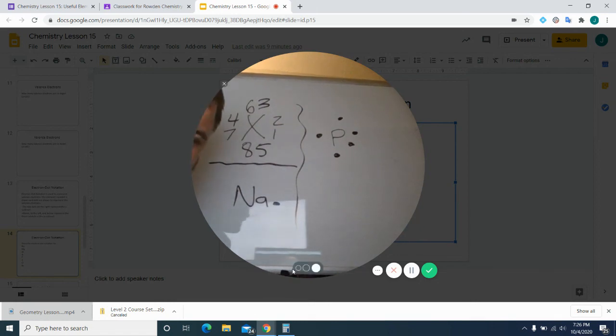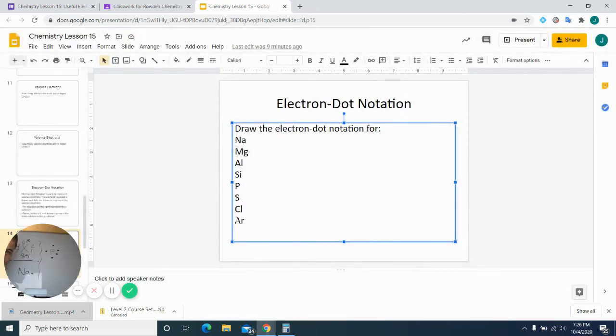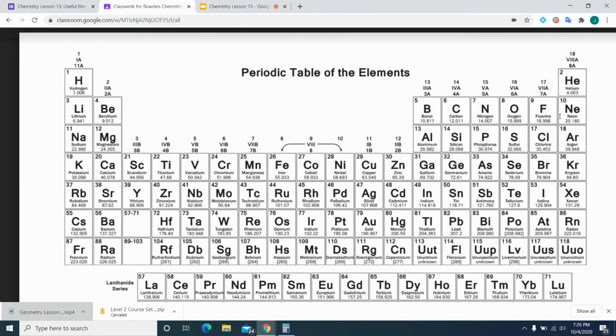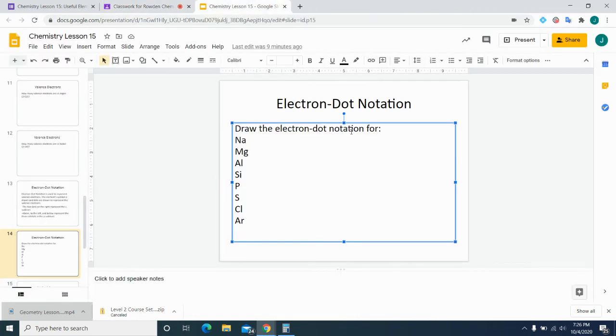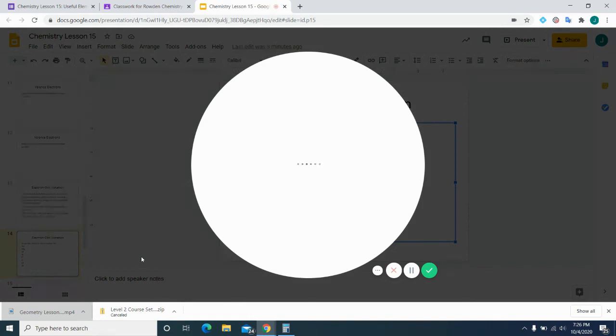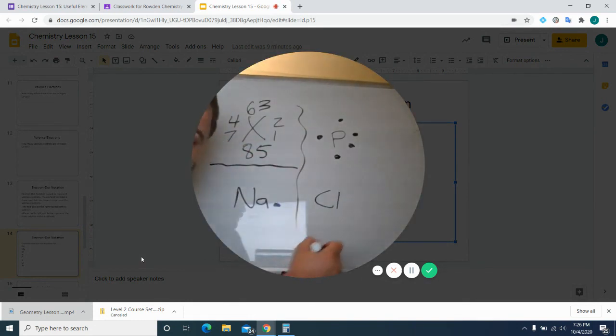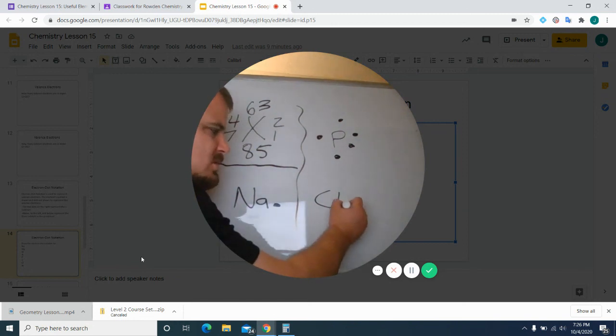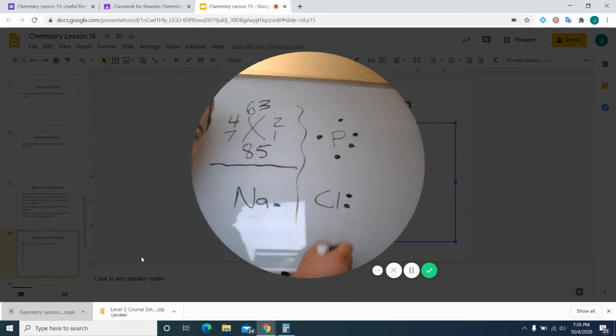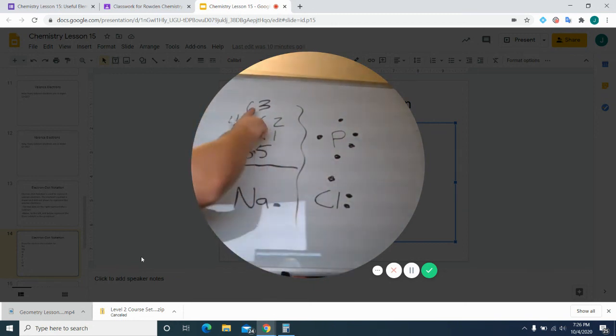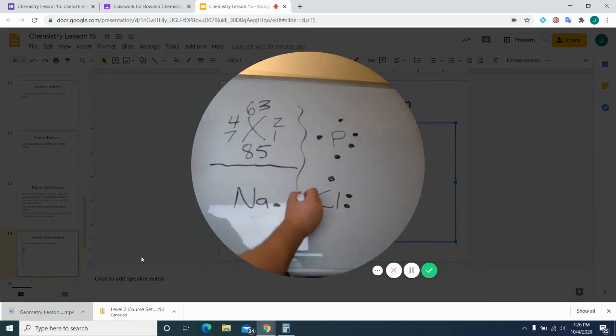Let me do one more so you get the idea, and then we'll be done. Let's do chlorine right there. Chlorine right here in 7A. So chlorine is going to have 7 valence electrons. So chlorine, where does electron 1 go? On the right. Where does electron 2 go? On the right. Where does 3 go? On top. Notice I'm just following that. 4 on the left. 5 on the bottom.